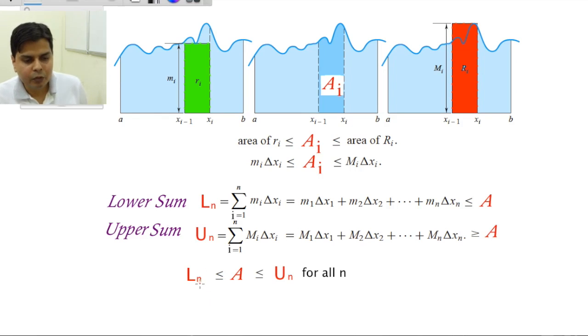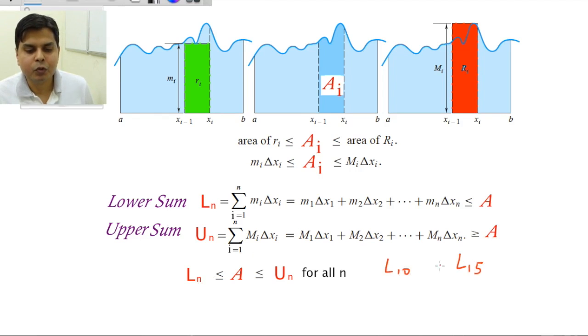Now you can say what will happen if I go on increasing my n. Suppose I have got L10, now I have got L15. So what will happen? Whether they will increase or decrease. If I go from L15 to L27, then what will happen? I will prove right now that L10 will be less than or equal to L15. L15 will be less than or equal to L27. That is, all these L's will form a non-decreasing sequence.